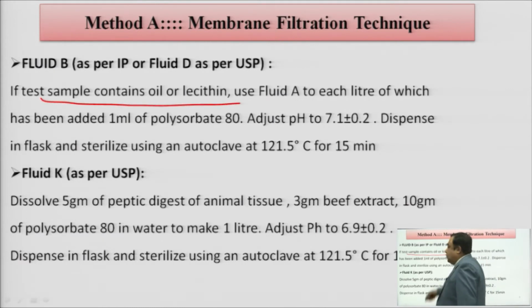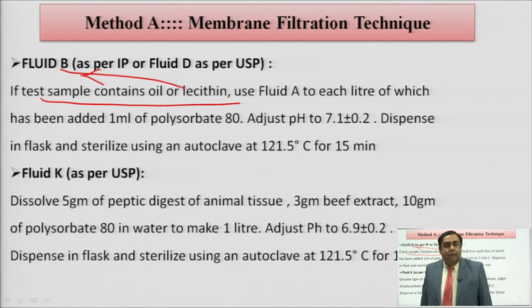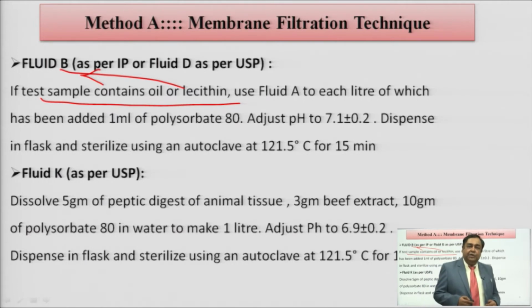The second fluid, which is recommended by the Indian Pharmacopoeia, is fluid B, or fluid D as per USP. If the test samples contain oil or lecithin, you have to use fluid B. What is fluid B? Fluid B is nothing but fluid A, which we have just now discussed, to which we add 1 ml polysorbate 80, commonly known as Tween 80. Similarly, adjust the pH to 7.1 plus or minus 0.2, dispense in a flask, then sterilize the diluting fluid with the help of an autoclave at 121.5 degrees for a period of 15 minutes by moist heat sterilization.